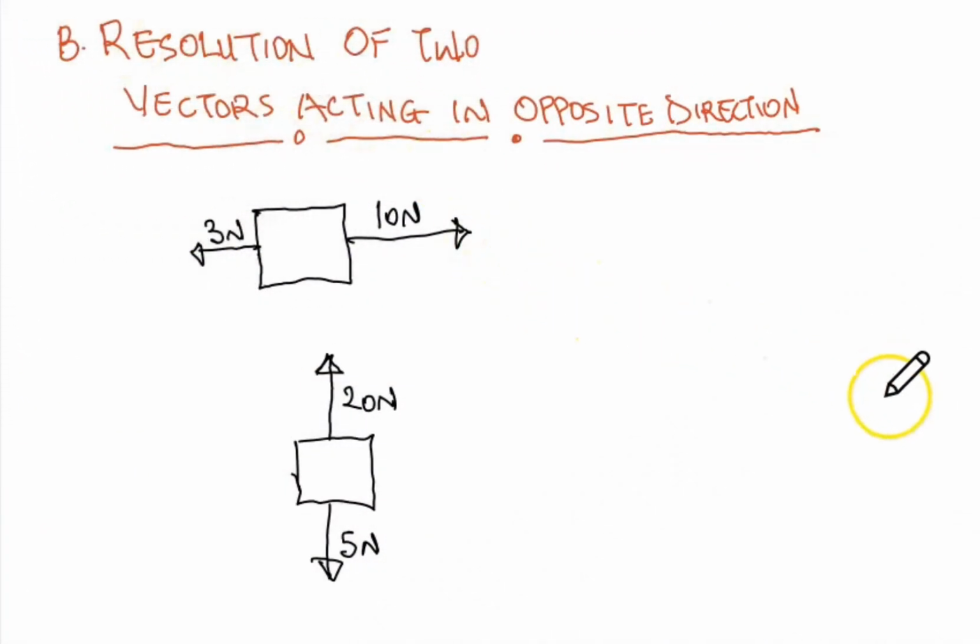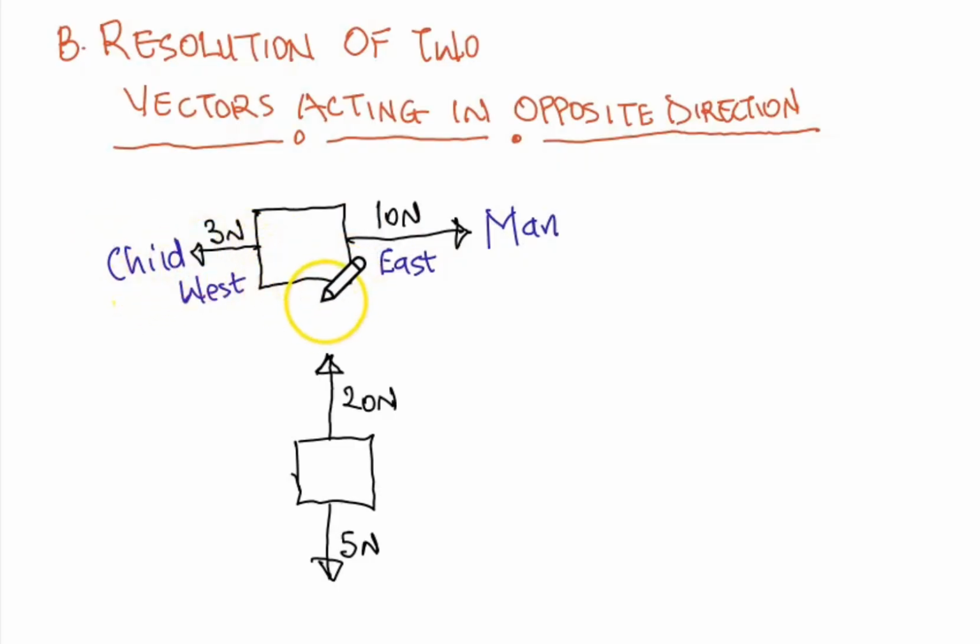So in this section, we are going to look at the resolution of two vectors acting in opposite direction. So if you look at this first example, we have a force 10 Newton acting towards the east, and then we have a second vector 3 Newton acting towards the west. So they are clearly acting in opposite direction. So just like we have a man on this end pulling the bus, and then we have a child on this other end pulling the bus. Now, we expect this bus to move towards the direction of the man. Why? Because the man is exerting a bigger force.